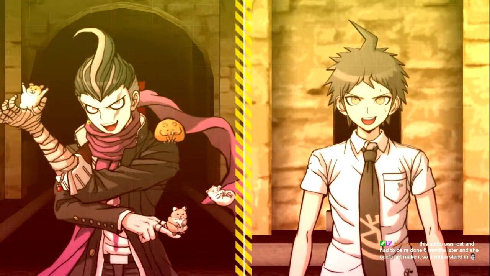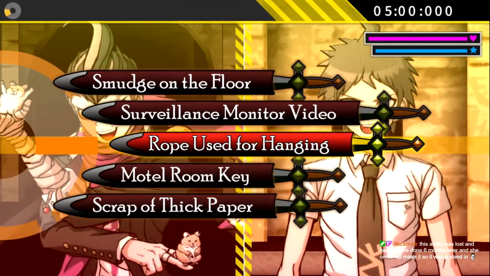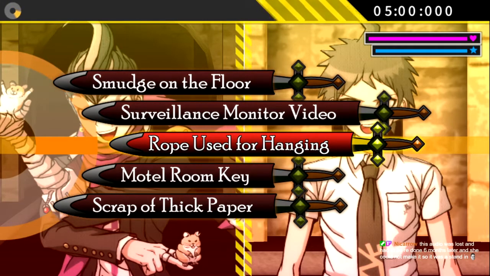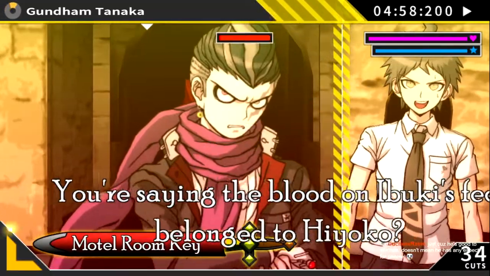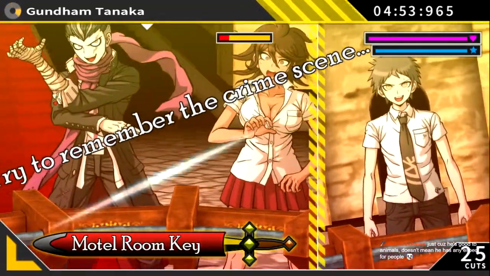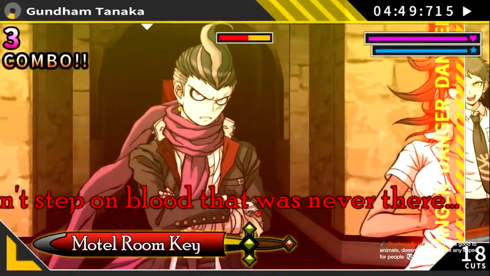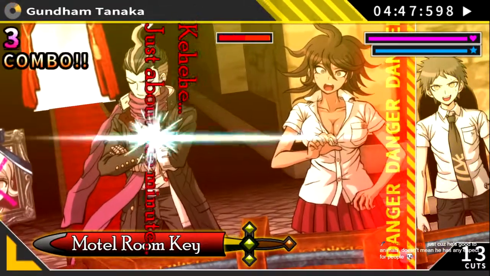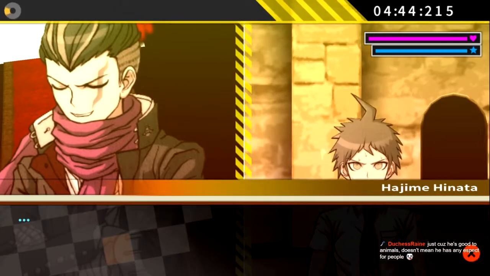Alright, showdown time. Rope used for hanging, key, stepladder, candle, smudge on the floor. Alright, I know which blade I want. You're saying the blood on Ibuki's feet belonged to... Impossible! Try to remember the crime scene. You can't step on blood that was never there. Yeah, I'm gonna have trouble with this one.